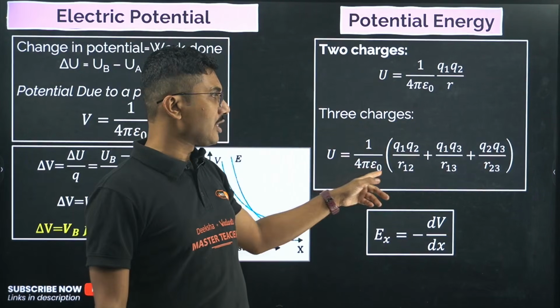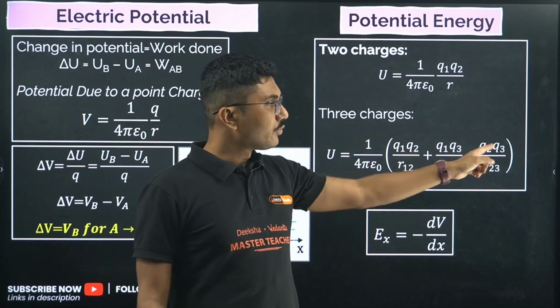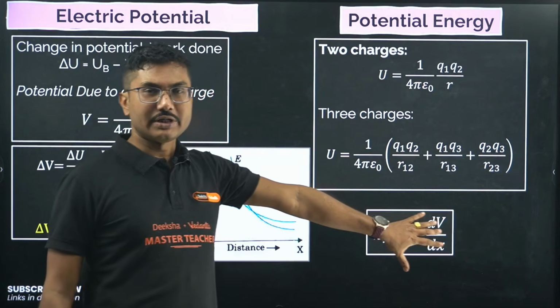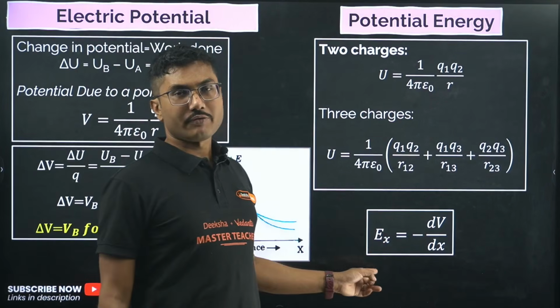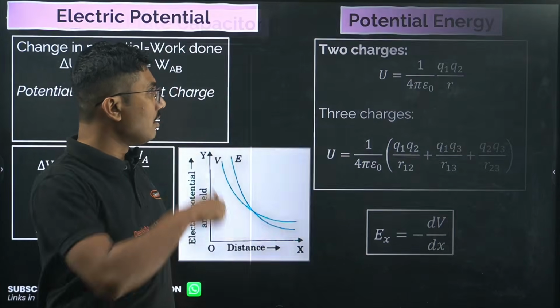So 1 by 4 pi epsilon naught, q1 q2 by r12, q1 q3 by r13, q2 q3 by r23. And electric field and electric potential are related through this formula. The X component of electric field is given by minus dV by dx.